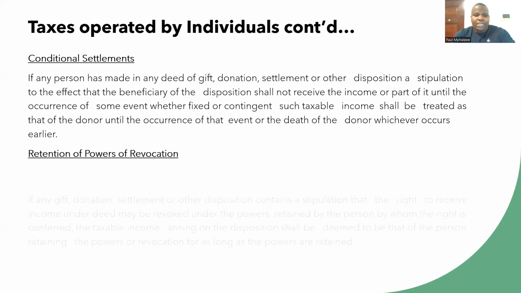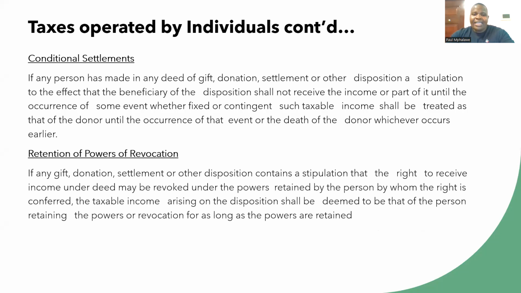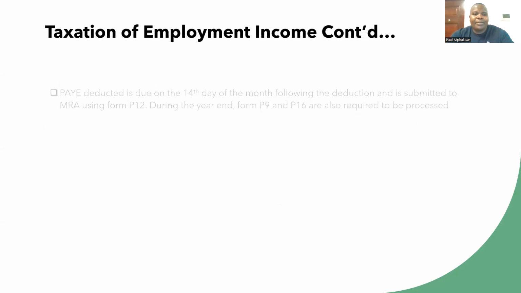Retention of powers of revocation. If any gift or donation or settlement or any other disposition contains a stipulation that the right to receive income under the deed may be revoked under the powers retained by the person by whom the right is conferred, the taxable income arising on the disposition shall be deemed to be that of the person retaining the powers of revocation for as long as the powers are retained. Okay? So you, as a parent, make a gift to a child and say the child shall not start enjoying the benefits of the gift until the child reaches some level or until the child satisfies some obligations. The donation or payment or gift shall be deemed to be for the one who has made the donation until the powers are revoked. You understand? Makes sense.